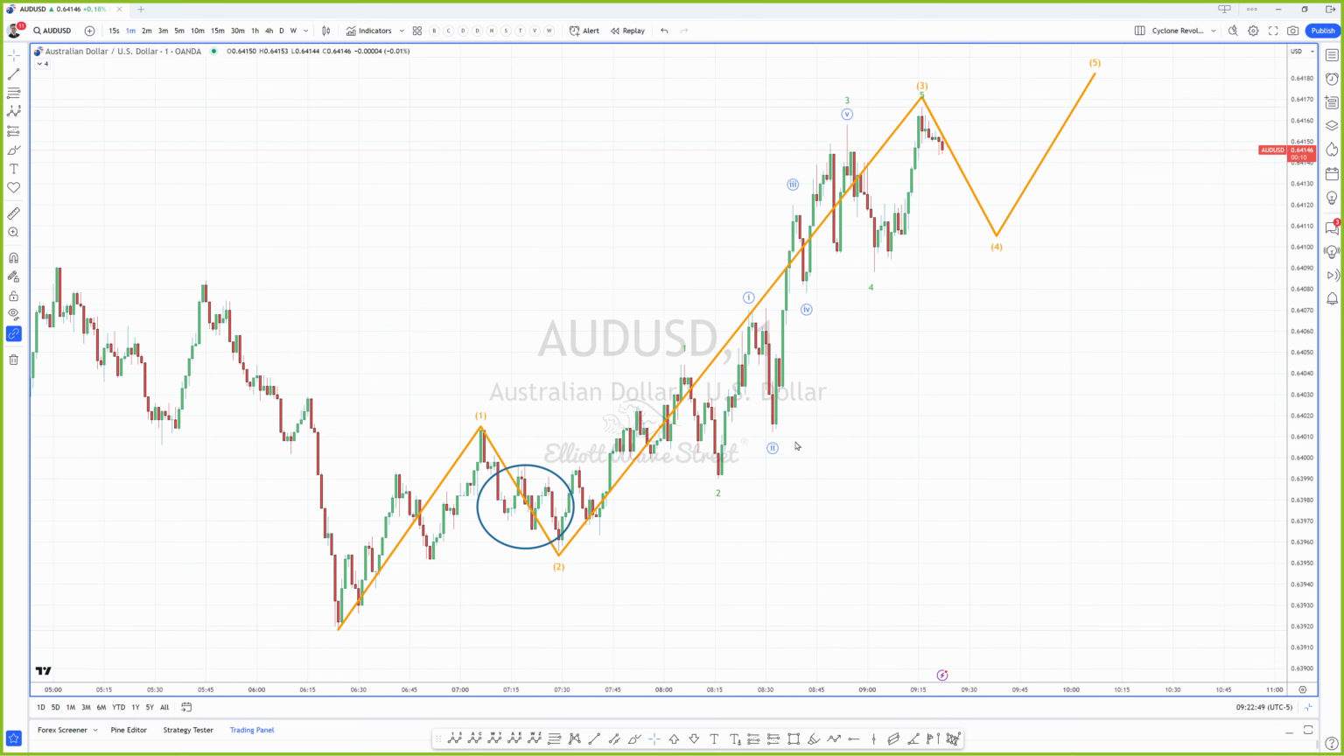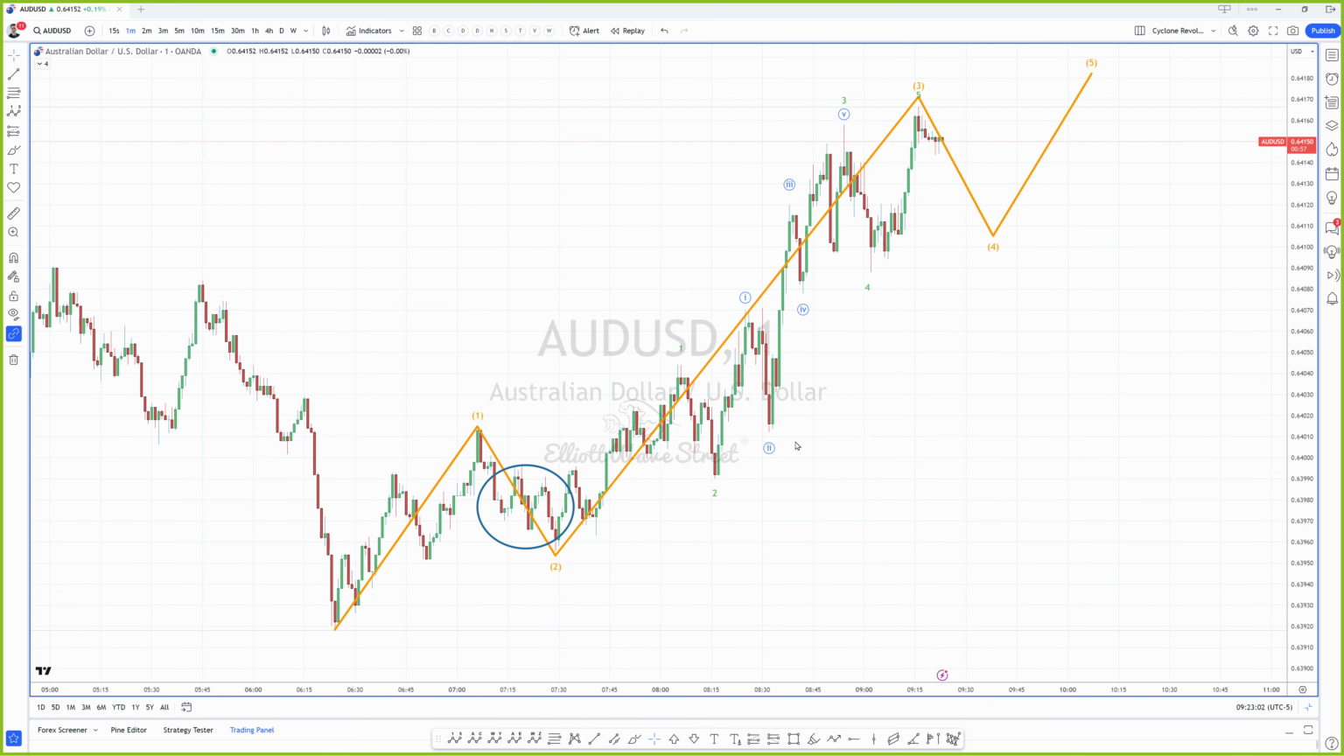The wave 3 is the strongest wave of the cycle, of the impulse. The third wave is a fast move that you're going to have a risk reward of 1 to 3, 1 to 4, 1 to 5 during that process. Then comes the wave 4. The wave 4 will be coming here after the wave 3.